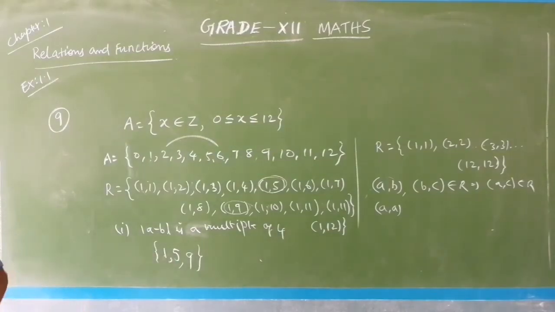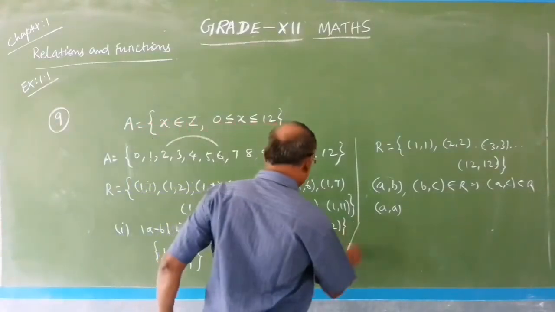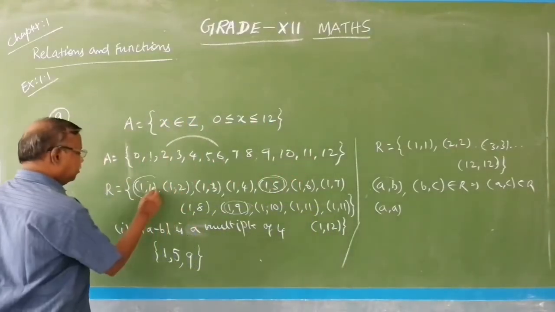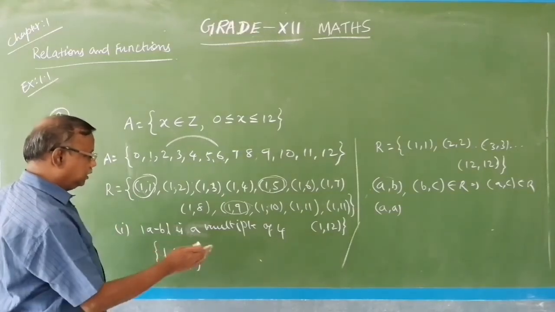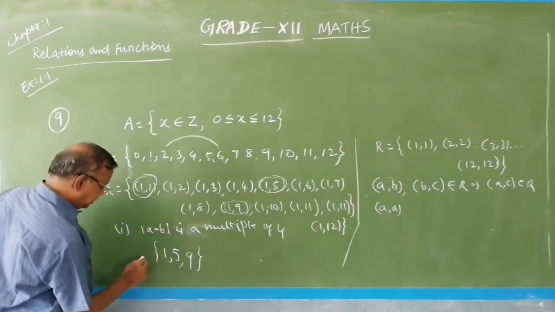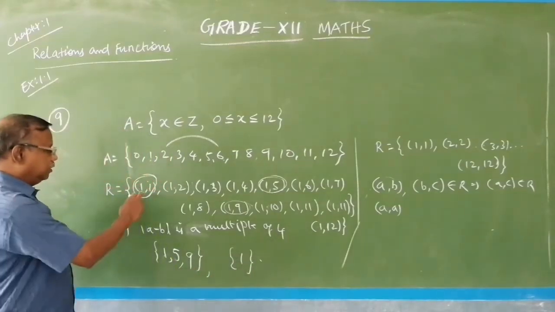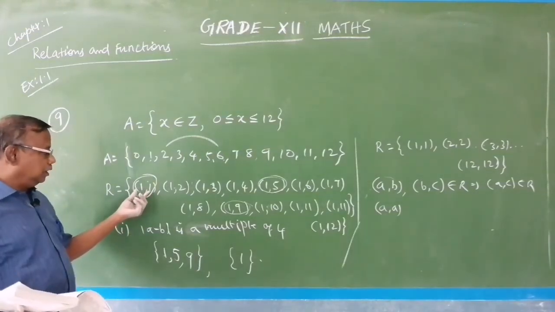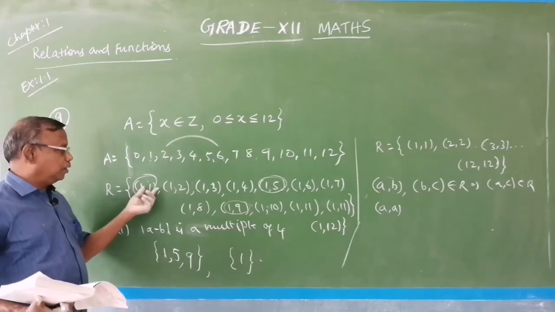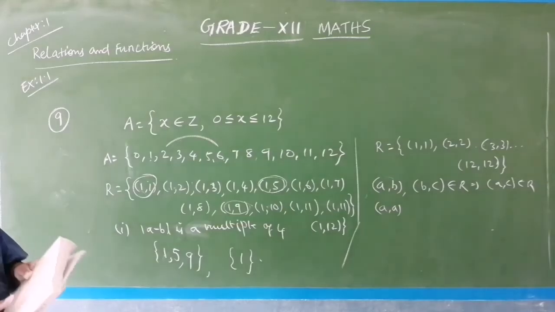For the second one, A equal to B. A equal to B means we have only 1 comma 1, which is related to 1. There is no 2 comma 2, 3 comma 3. Therefore, for the second one, we have only one element 1. So for the second case, A equal to B, so 1 equal to 1. In such case, we have only one element 1 only. So this is the answer.